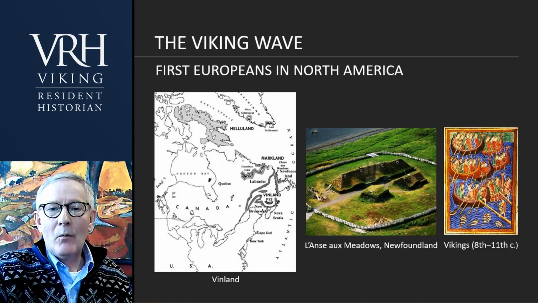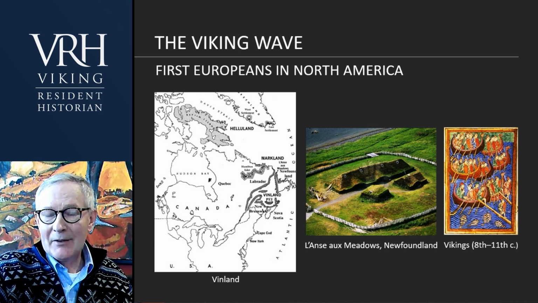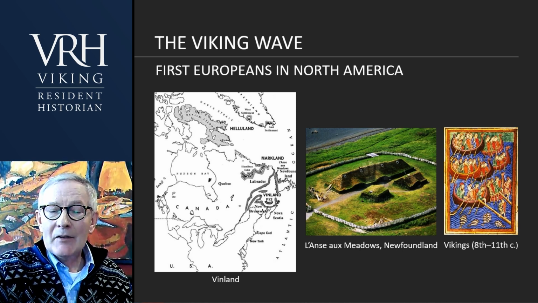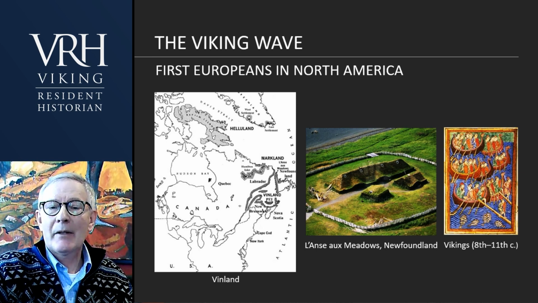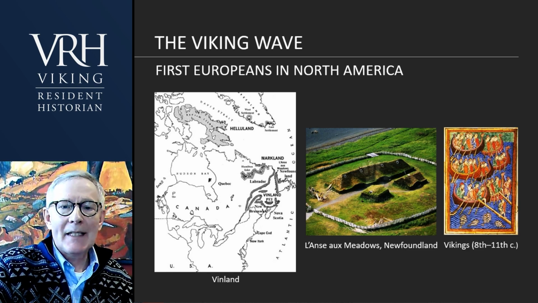So the Viking wave, as we call it, the first Europeans to reach North America, was Leif Erikson, now dated to 1021. And Leif Erikson was living in a settlement in Greenland. You see on this map here, Greenland is at the top of this map. There were 2 settlements in Greenland that had started around 980.